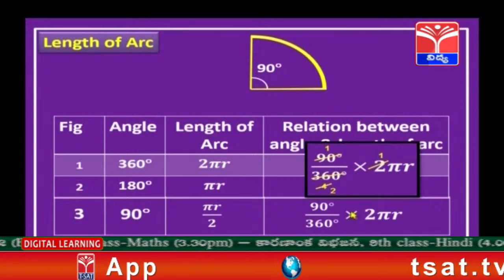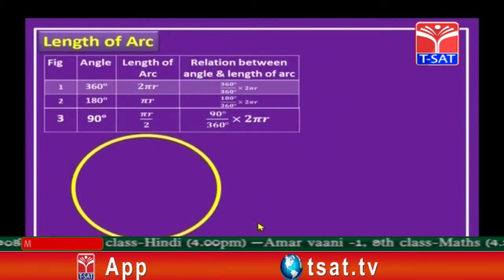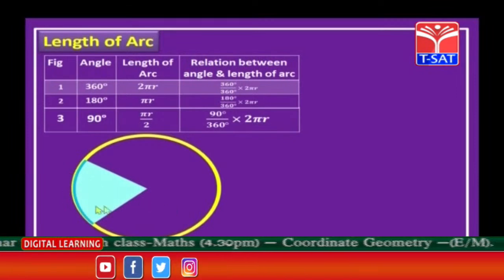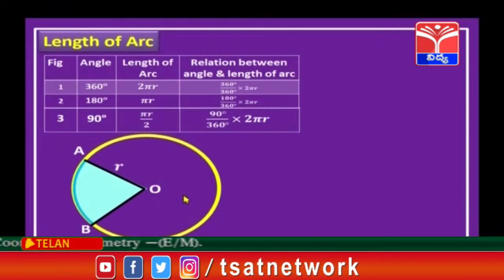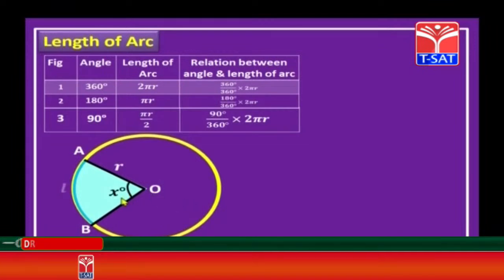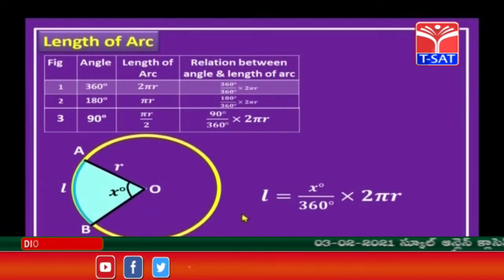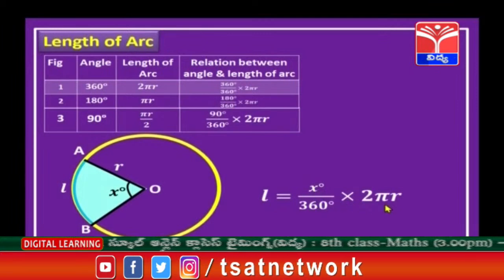So this is how we get the same answer, children. Okay. Now let us consider a circle, again an arc subtending an angle at O, and r is the radius, and the angle subtended at the center is x degrees, and L is the length of the arc. Then what is the formula, children, to find the length of the arc? Yes, L is equal to x degrees by 360 degrees into 2 pi r.